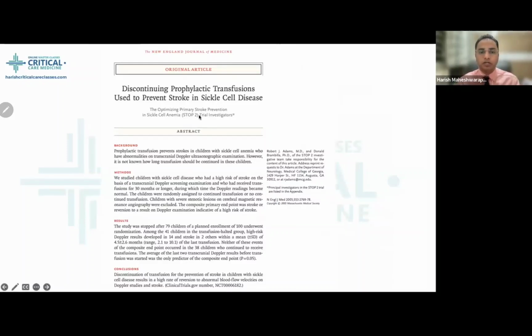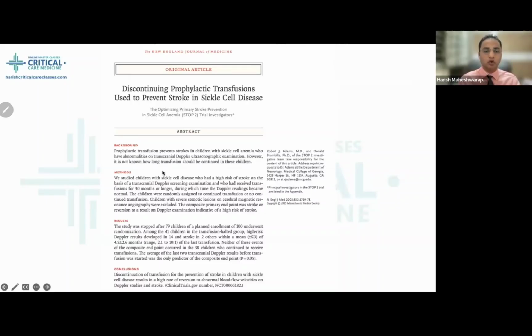The optimization of primary stroke prevention in sickle cell anemia. Discontinuation of transfusion for the prevention of stroke in children with sickle cell disease resulted in a high rate of reversion to abnormal blood flow velocities on Doppler studies, and stroke. So basically, prophylactic transfusion prevents strokes in children with sickle cell anemia who have abnormalities on transcranial Doppler examination.